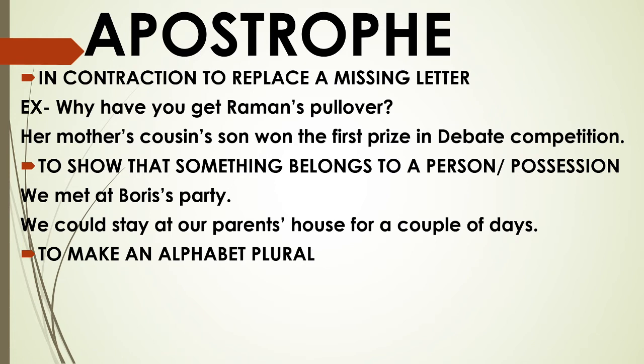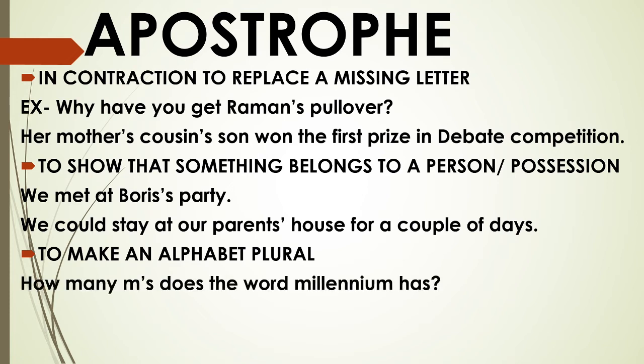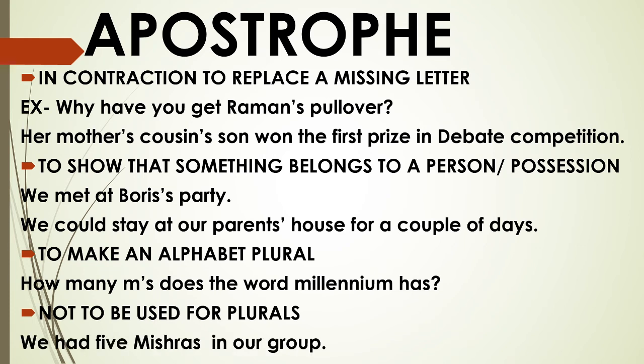They're also used to make an alphabet plural. Now what is that? Look at the example over here. How many M's does the word millennium have? But they are not to be used for plurals. For example, we had 5 Mishras in our group. So we don't need to put an apostrophe here.